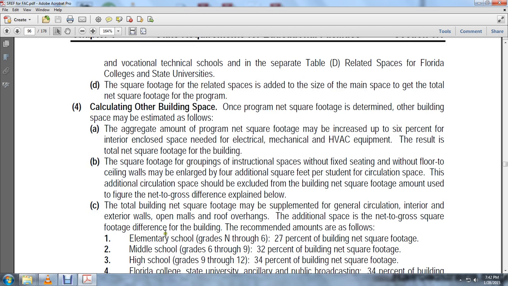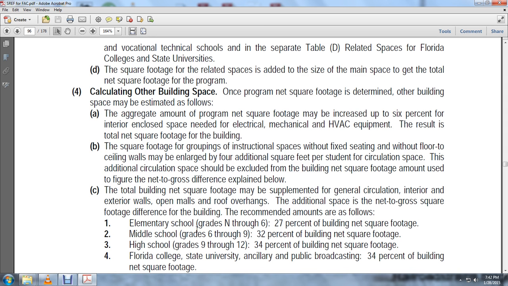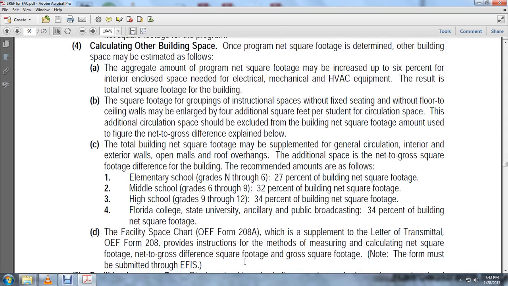The total building net square footage must be supplemented by the general circulation, interior and exterior walls, open walls, and roof overhangs. This is the additional space of the net-to-gross square footage difference of the building. The recommended amounts are as follows: elementary grades N through 6, 27% of building net square footage. Middle schools, grades 6 through 9, 32% of building net square footage. High school, grades 9 through 12, 34% of building net square footage. Florida College and State University auxiliary and broadcasting, 34% of the building net square footage.